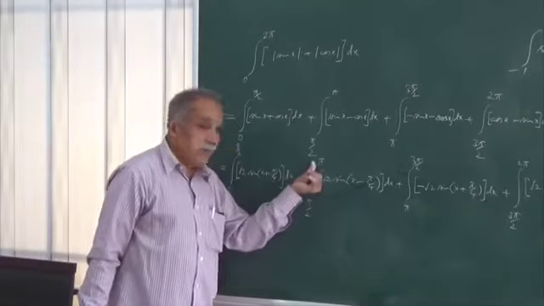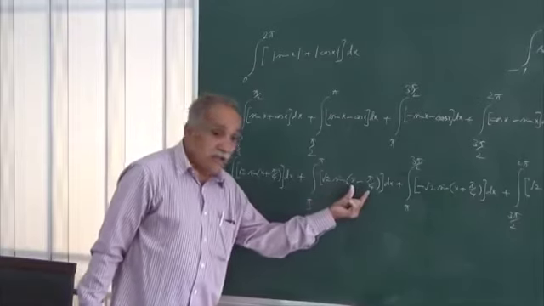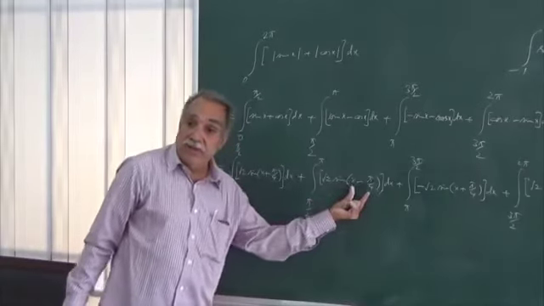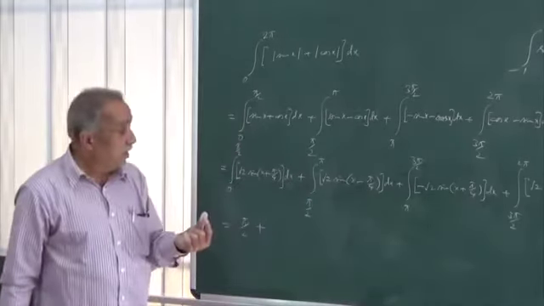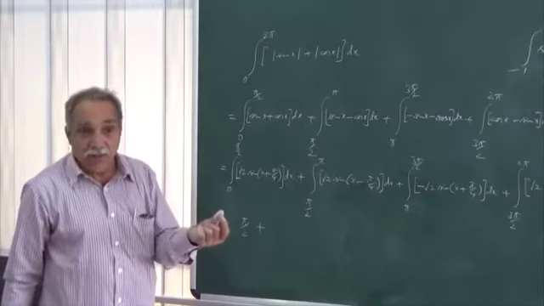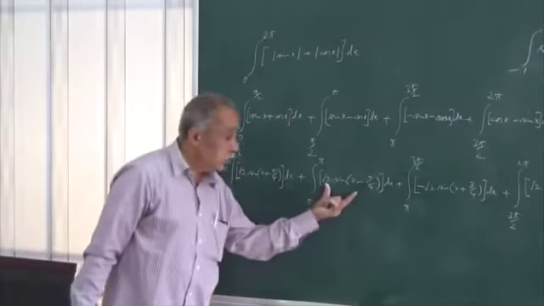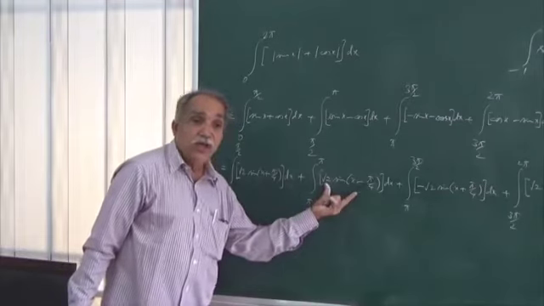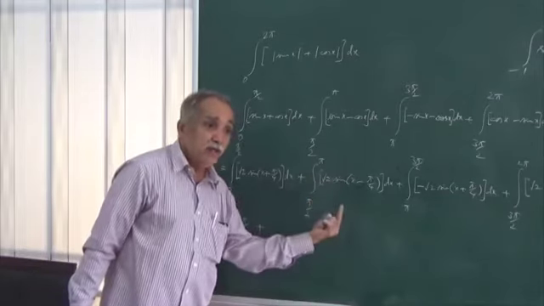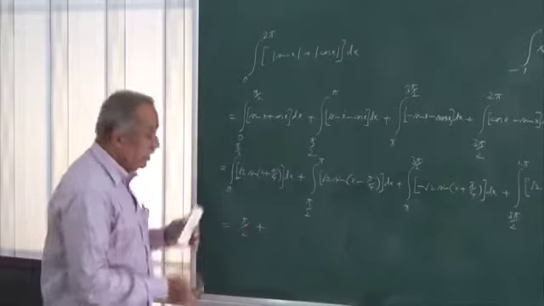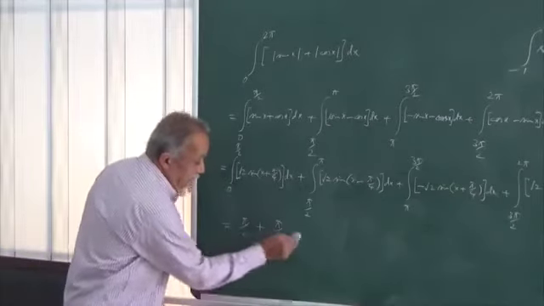X is between pi by 2 and pi. Again, x minus pi by 4 will be between pi by 4 and 3 pi by 4, same as before. Into root 2 will be between 1 and root 2. The integer part will have a common value 1, and the integral is pi minus pi by 2, one more pi by 2.